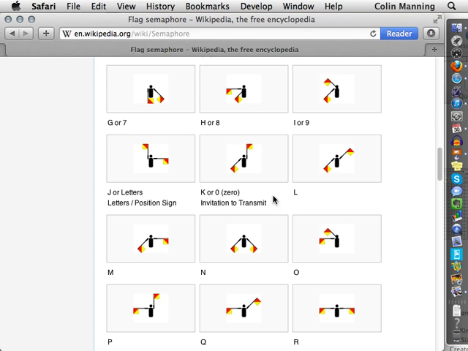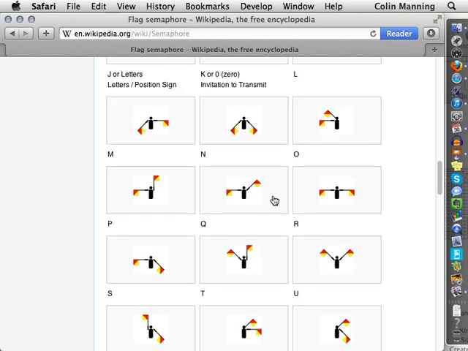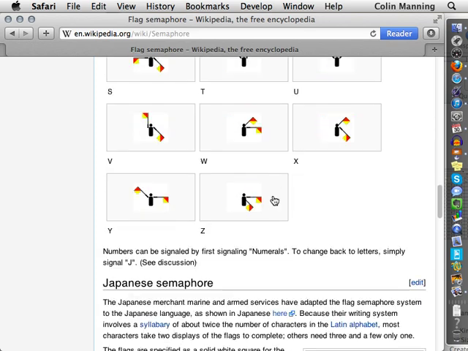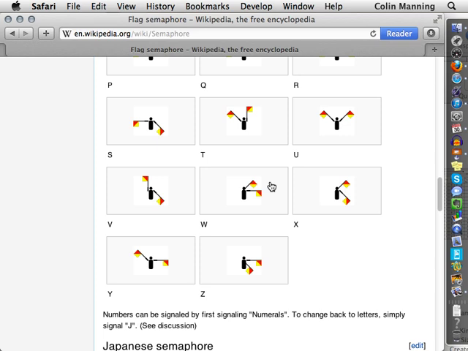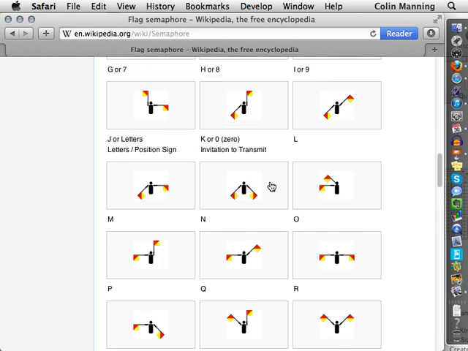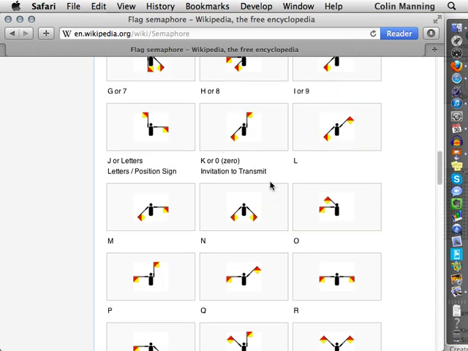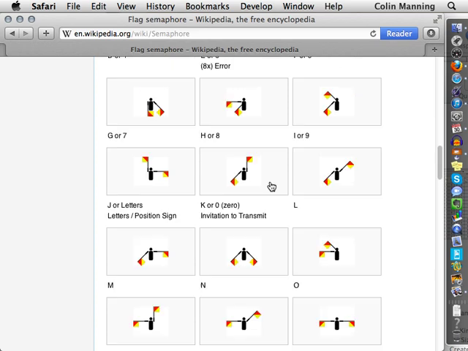So you can see in semaphore here, there's something. Oh yeah, look now. Numbers can be signaled by first signaling numerals. To change back to letters, simply signal J. Where's that now? J? Yeah, it did say. Right, which is after 9. Okay, so if you're expecting a number and you get J, well, there's a sign there. Maybe you've gone back to letters.